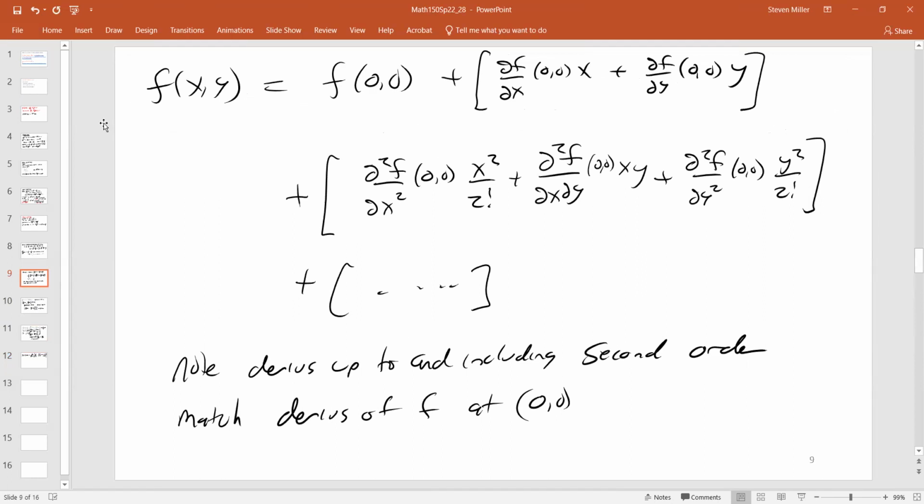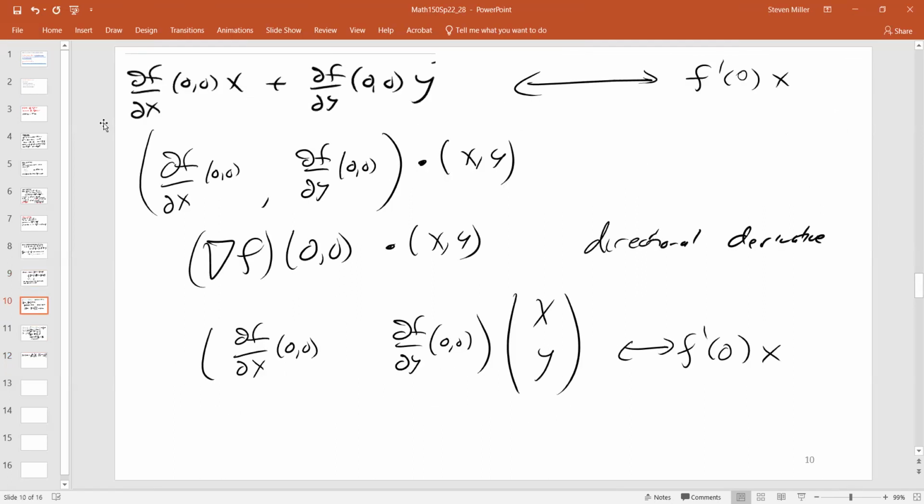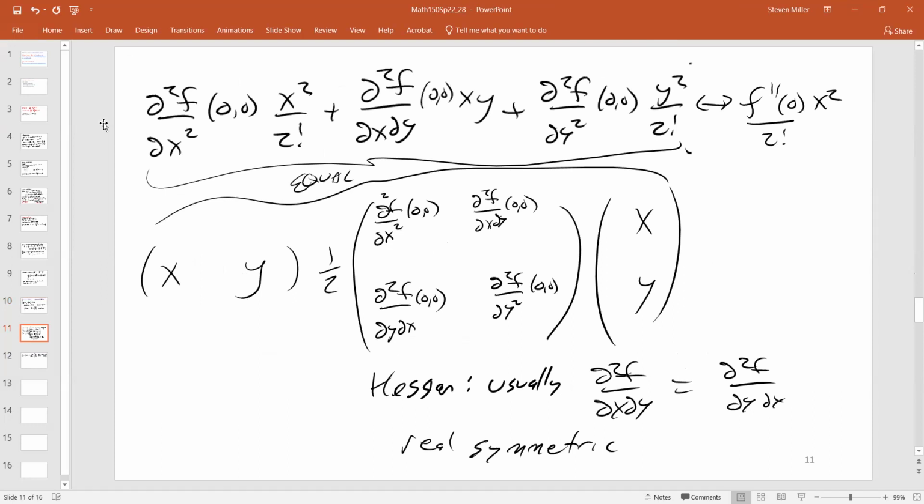It's nice to interpret the first derivative as the gradient of f at 0, 0 dotted with x, y. This is your directional derivative. All right, well, this makes sense. When I'm looking at my Taylor series, I start at f of 0, 0. And in a small amount of time, I look at my gradient and look at how much I'm changing if I move in the direction x, y. Then if I want to do a little bit better, the Hessian is starting to give me my matrix of acceleration in some sense.